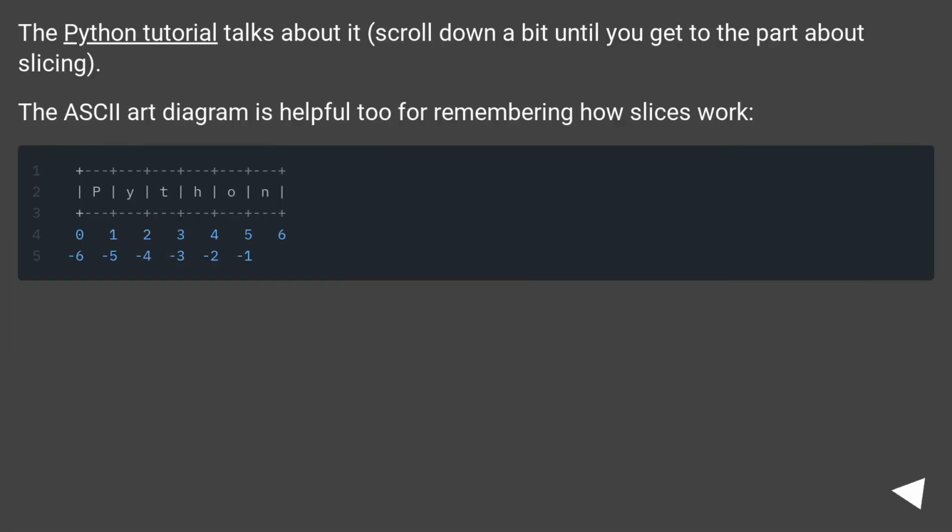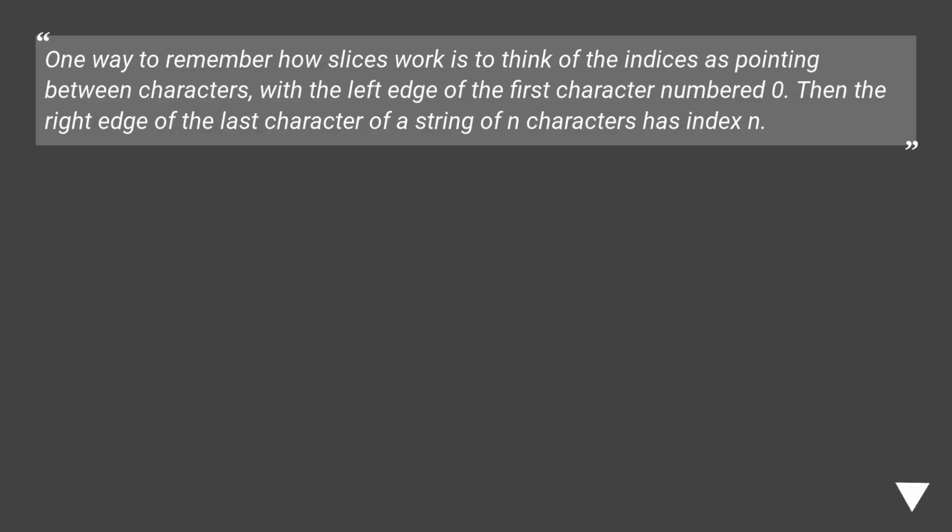The Python tutorial talks about it. Scroll down a bit until you get to the part about slicing. The ASCII art diagram is helpful too for remembering how slices work. One way to remember how slices work is to think of the indices as pointing between characters, with the left edge of the first character numbered 0. Then the right edge of the last character of a string of n characters has index n.